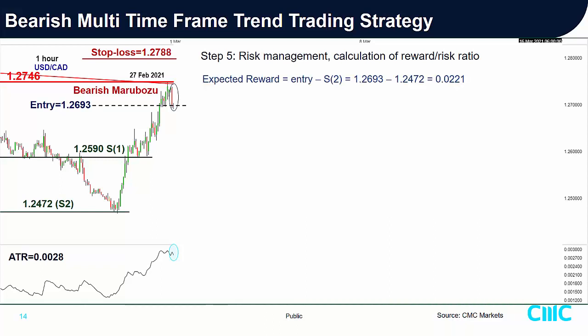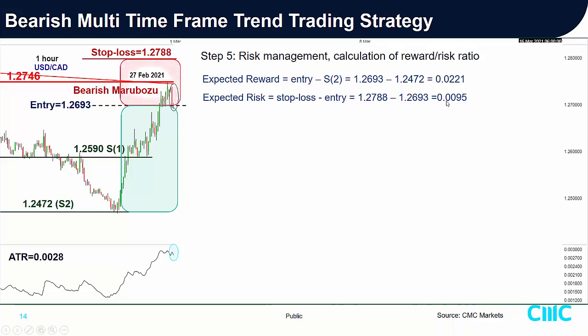All right, so the expected reward I'm taking will be the entry level minus the ultimate one, which will be S2 at 1.2472. So 1.2693 minus 1.2472 gives me 0.0221. So that will be my expected reward. And the risk I'm taking, if I get stopped out, will be the stop loss level minus the entry level: 1.2788 minus 1.2693. That gives me 0.0095.